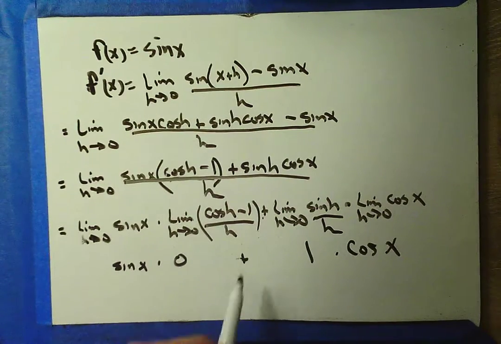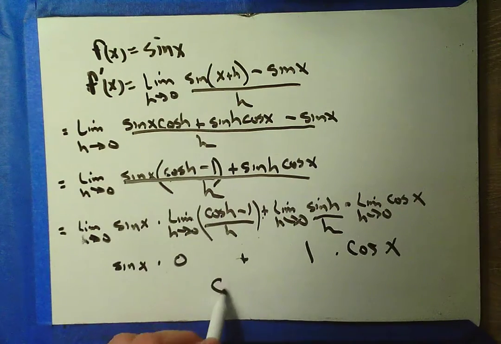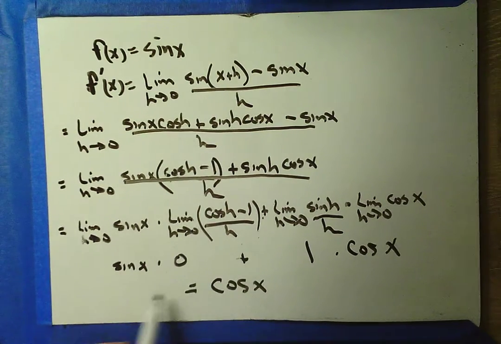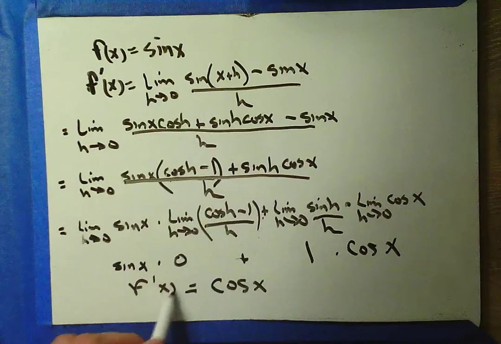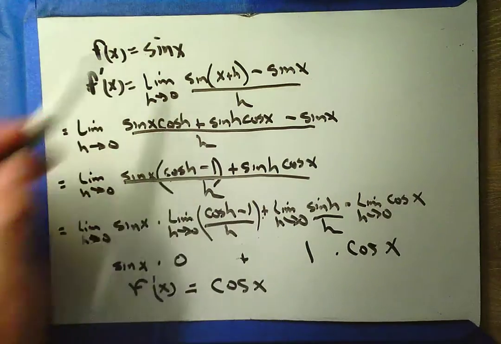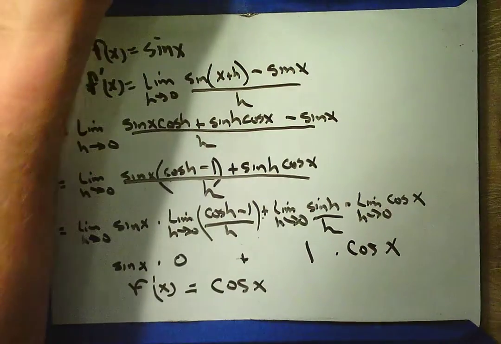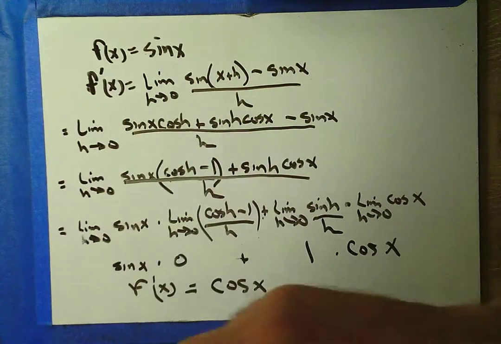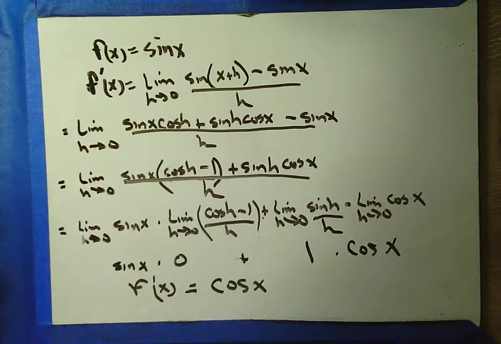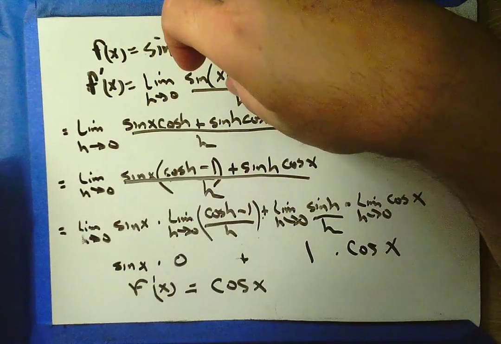So 0 times this plus 1 times this gives me this. This is what my f prime of x is. This is the derivative of sine x. No, you won't have to do that on a test for us. Yes, if this were honors AP Calc, you would have to do this on a test for us. I just need you to know that the shortcut derivative of sine is cosine.